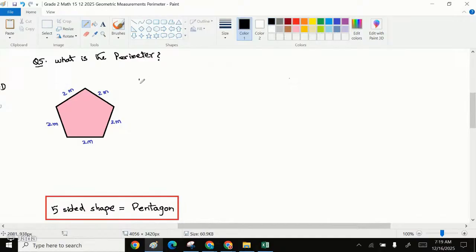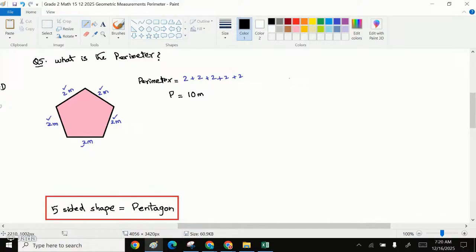Okay, we know that perimeter is equal to, we add all the sides together, right? And the sides would be, we add 2 the first side, we add 2 the second side, right? We add 2, that is the third side. We add 2 the fourth side, and we add 2, that is the last side, right? And when we add 2 plus 2 is 4, 4 plus 2 is 6, 6 plus 2 is 8, 8 plus 2 is 10. We can say the perimeter is 10 meters, right? This is how we can find.